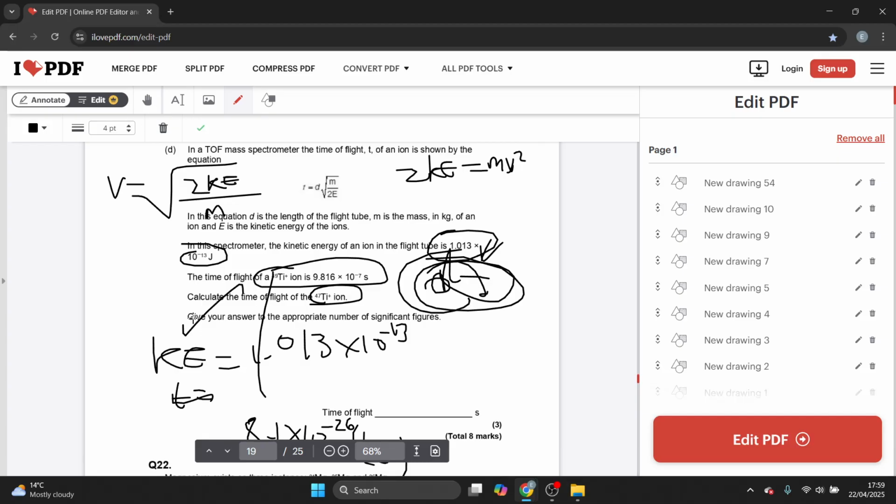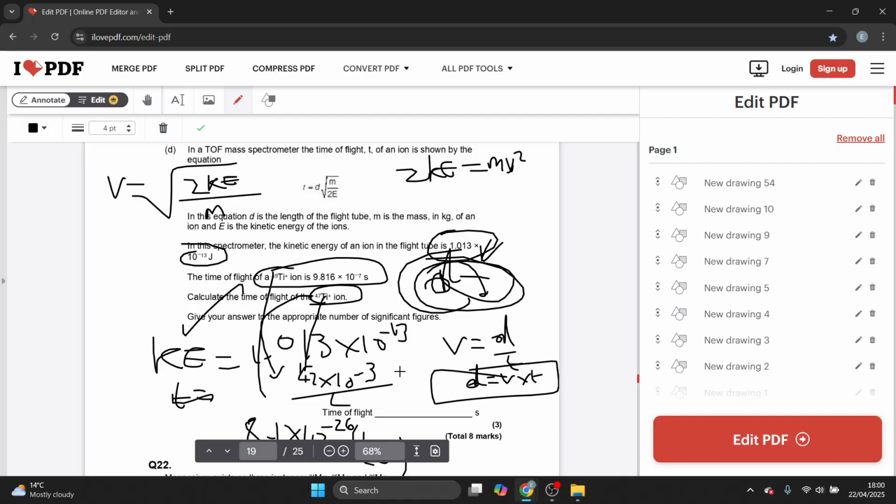So you can find out the velocity, and then you find the length of the flight tube, because you've got the time. Velocity equals distance over time, therefore distance equals velocity times time. Very simple rearrangement. Then you can find the velocity of this ion, because you can work out its mass, which is 47 times 10 to the power minus 3 over Avogadro's constant.